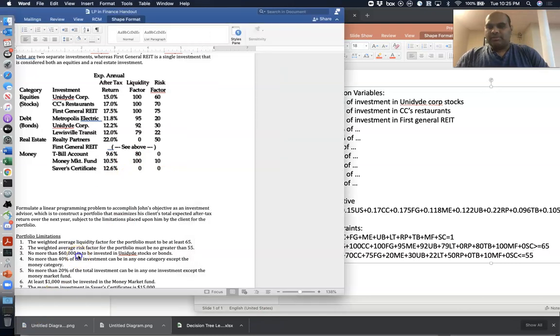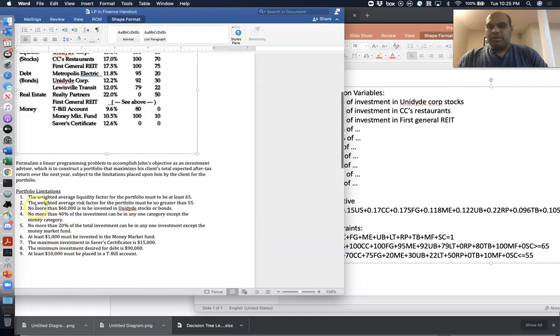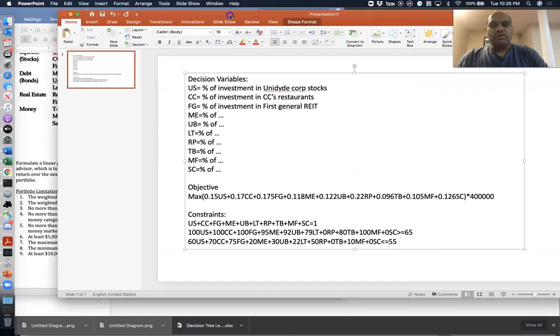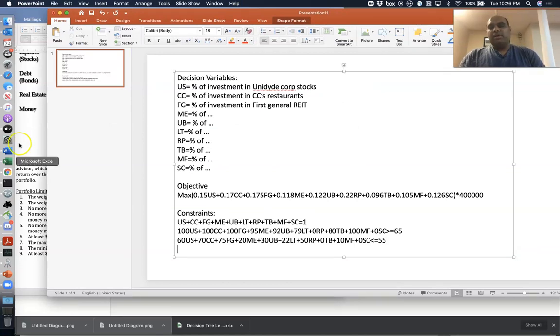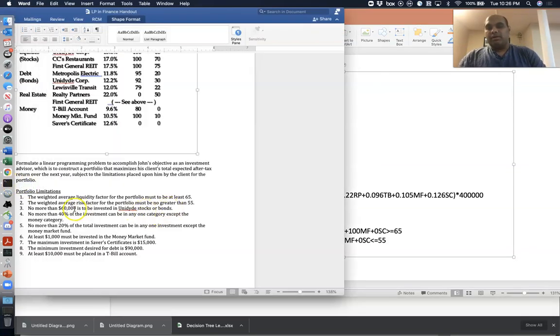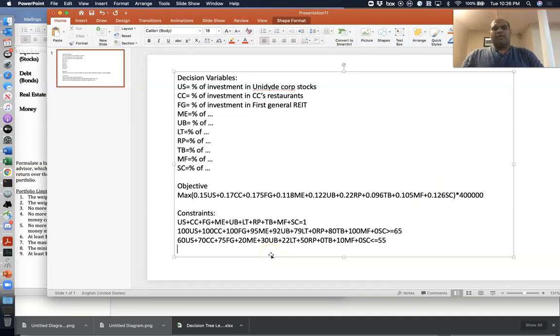So next, let's begin with portfolio limitation number 3. No more than 60,000 to be invested in unitized stocks or bonds. So the total amount of investment in unitized stocks or bonds can be no more than 60,000. So we say the investment in unitized stocks is US, that's the percentage, plus the investment in unitized bonds is UB, so plus UB, all of this times 400,000, because that's the amount of money, so it's a percentage of that money.